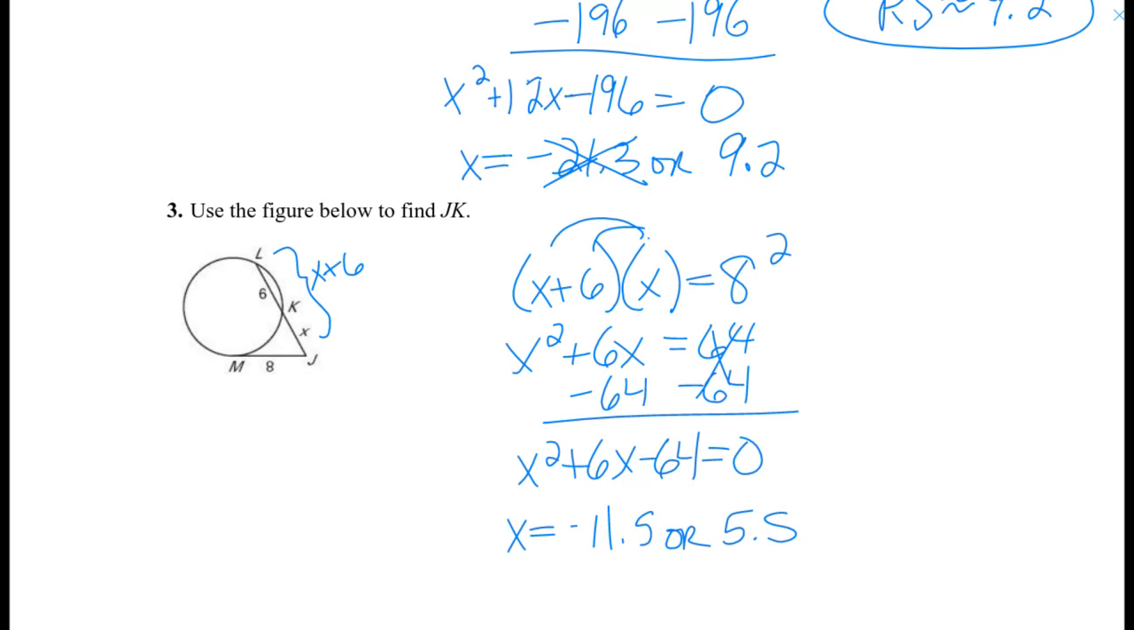Again, in this problem, because we are talking about a length, we know it needs to be positive, so we will eliminate our negative answer. And we know that the value of x, or JK, must be approximately 5.5.